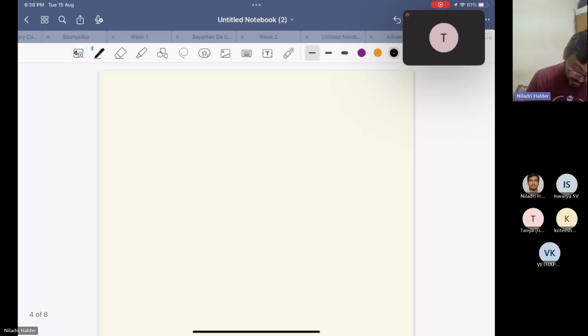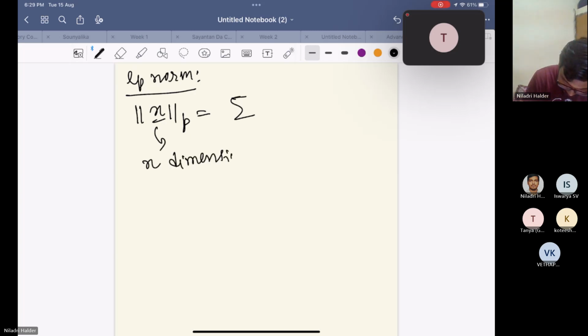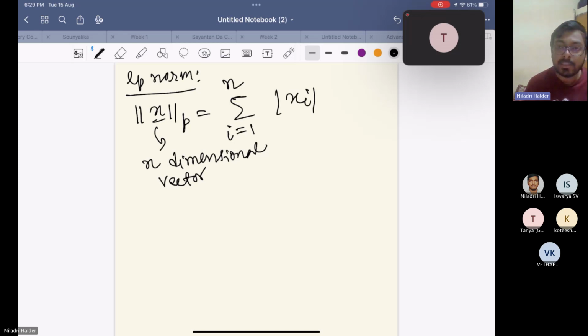Now, I have shown what the Lp norm is. Suppose there is an n-dimensional vector x. The Lp norm is defined using the summation of the mod of xi, where xi is each element in x, raised to the power p. This was the definition of the Lp norm.